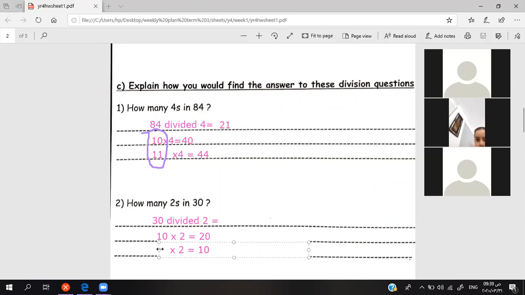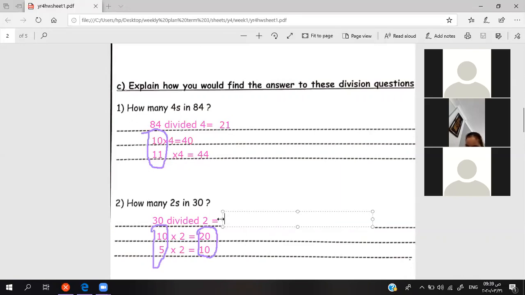What times 2 gives me 10? It's a 5. Am I right like that? Yes, I'm right. Why? Because 10 and 20 is a 30. So my answer is gonna be 10 and 5, which means 10 plus 5 gives me a 15. Okay.